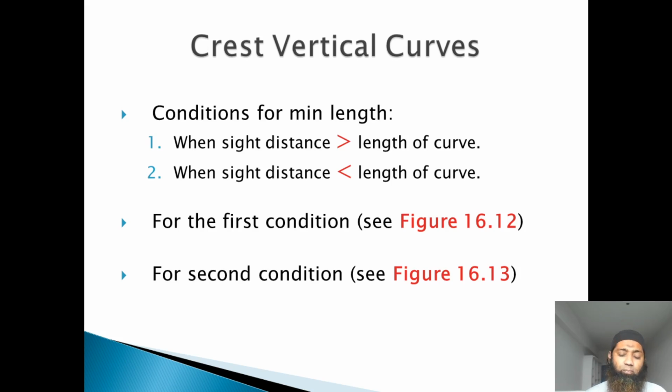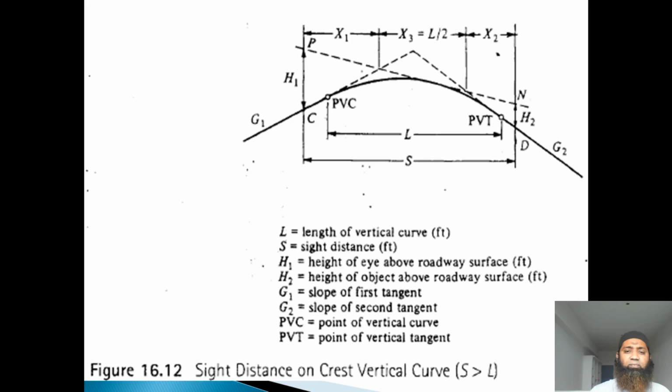If the stopping sight distance is very high, and when the stopping sight distance is less than the length of the curve, we have different figures here. We'll be seeing it in the next slide. You can see here, this is a sag curve where G1 and G2 and everything has been mentioned properly.